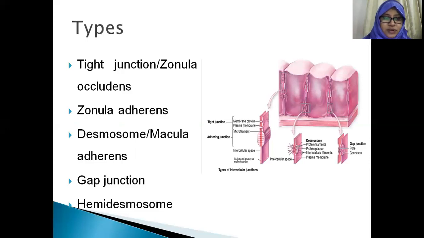So junctions may be tight junction or zonula occludens, zonula adherens, then desmosome or macula adherens, gap junction, and hemidesmosome.